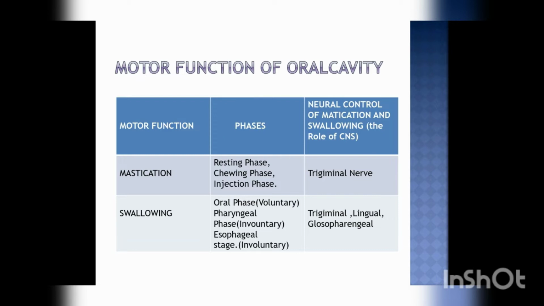Second motor function is swallowing. Swallowing has three phases. First one, oral phase. It is a voluntary phase. Second one is pharyngeal phase. It is involuntary. Third one and final one is esophageal stage. It is also an involuntary phase. This process is controlled by trigeminal nerve and glossopharyngeal nerve.